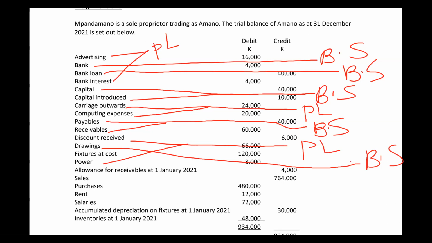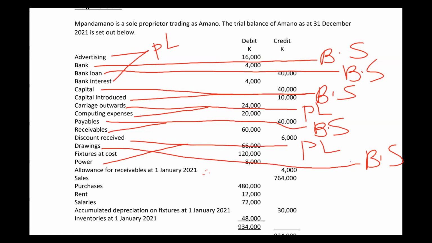Then we go to allowance for receivables. Okay. The opening allowance for receivables. This one is an allowance for receivable that was there from the previous period. Remember, the period under consideration is from 1st January up to 1st December. So this allowance for receivable brought down is basically the allowance for receivable that you got from the previous period. So where do you consider this one? Where does it go? Is it in the balance sheet, or in the profit and loss account?